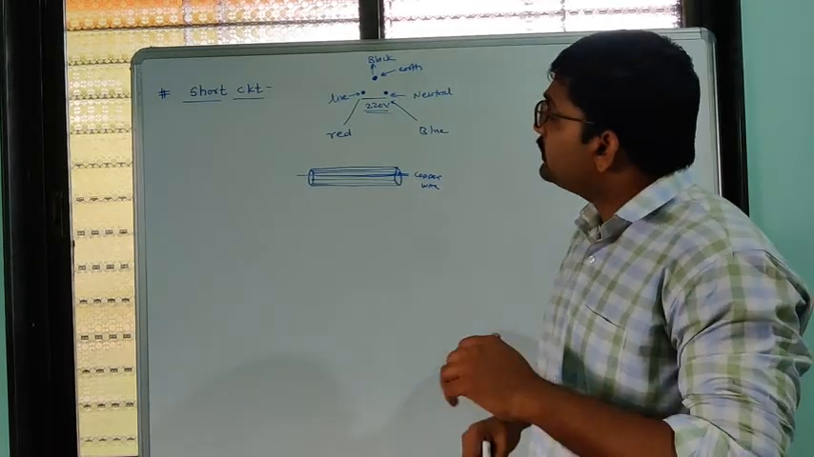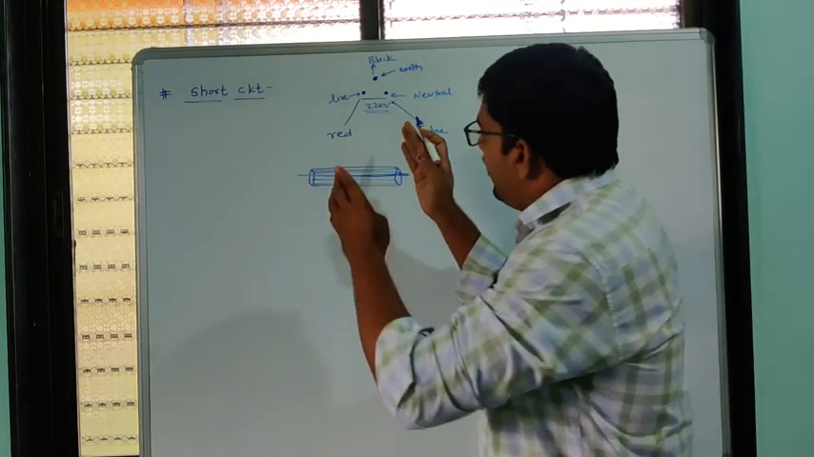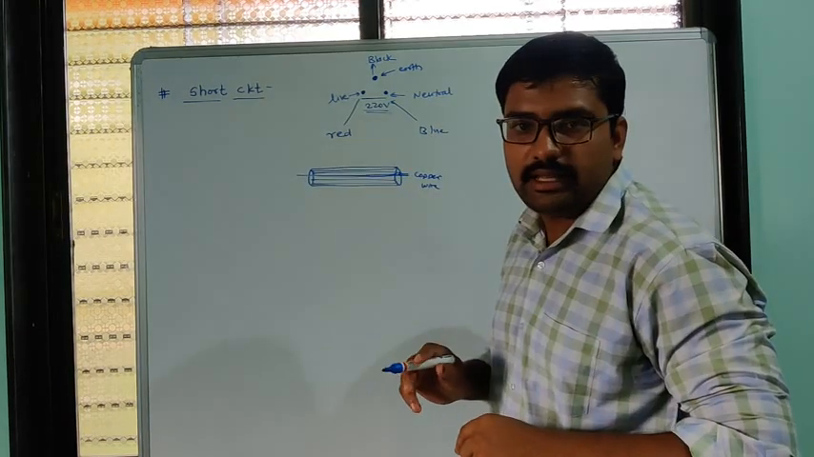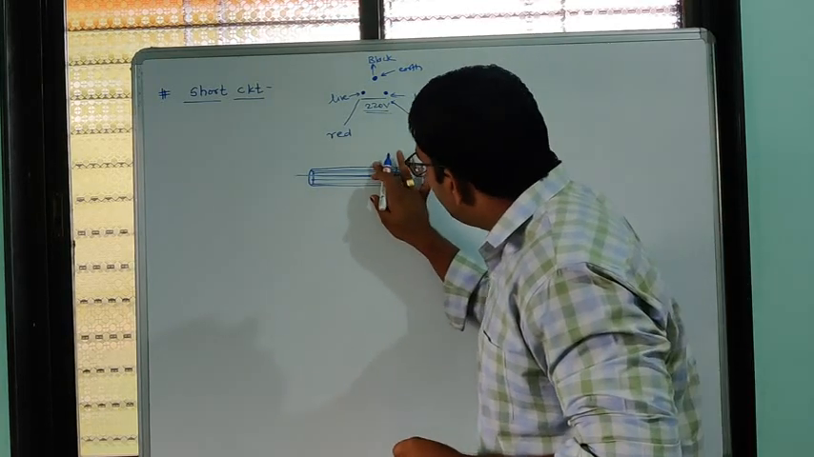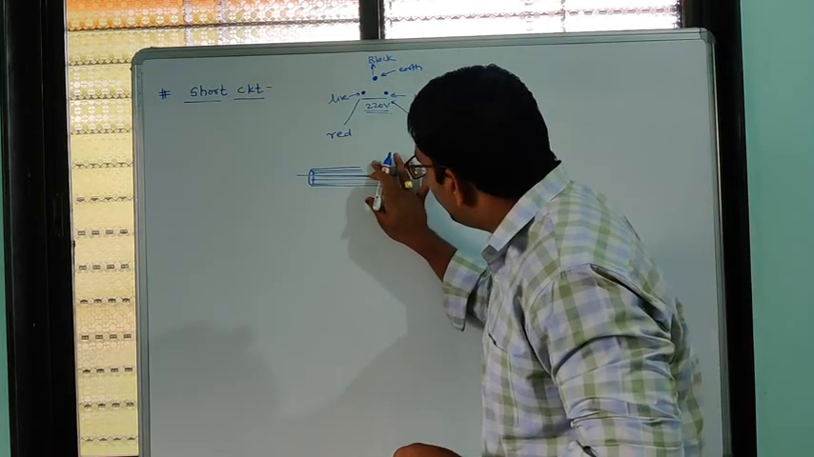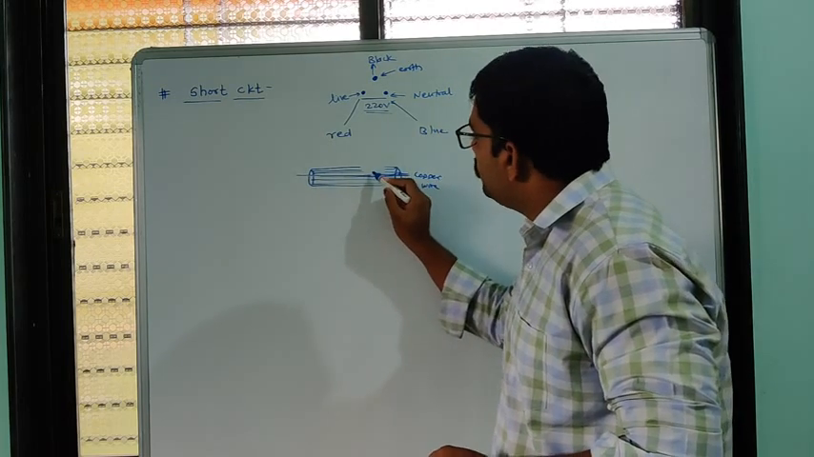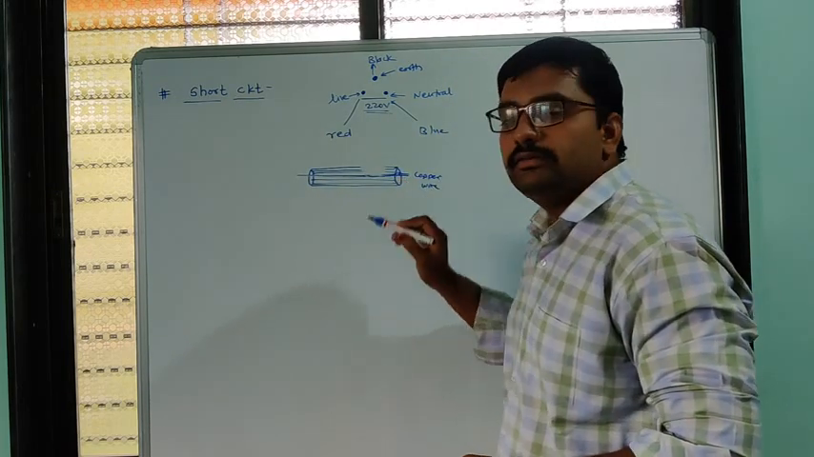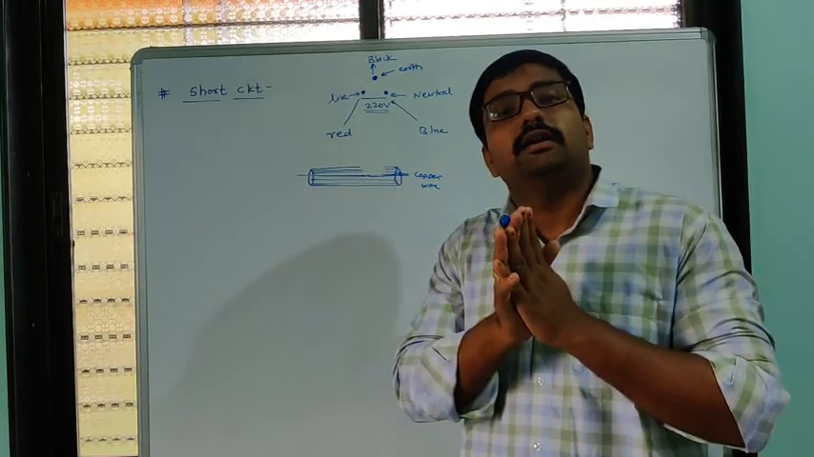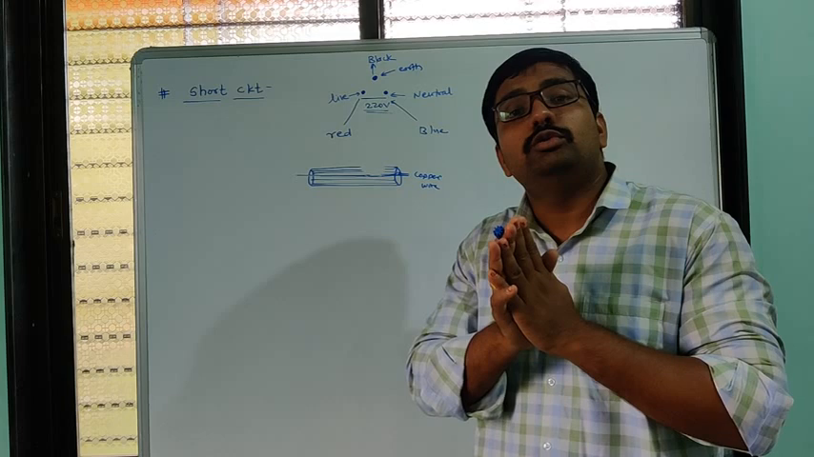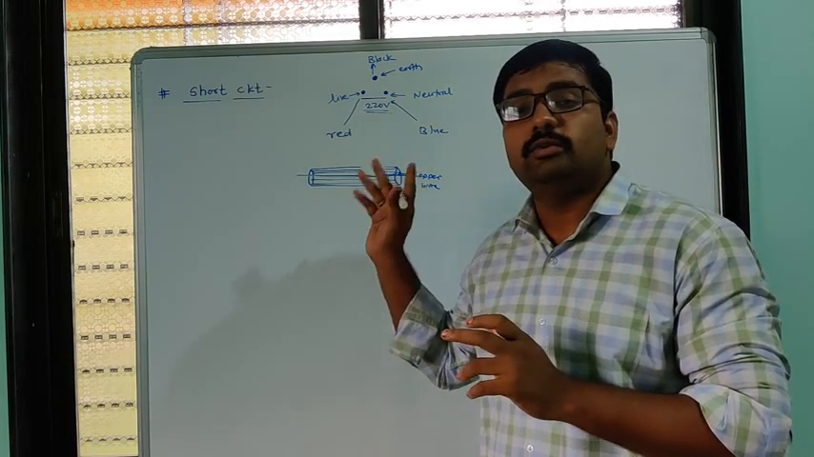Now, sometimes what happens? The live and neutral wires are two separate wires, but due to some cause, this coating is removed from those wires, the live and neutral wires. Due to the removal of this coating, the live and neutral wires touch together, and due to that, a large current flows through these wires.